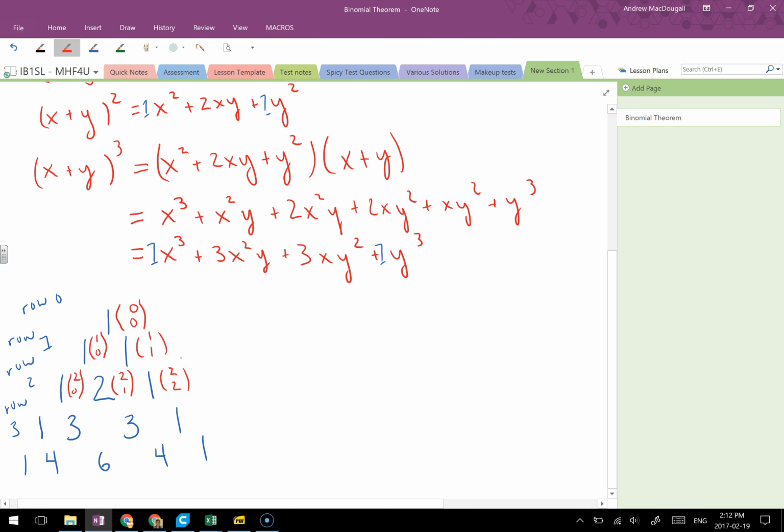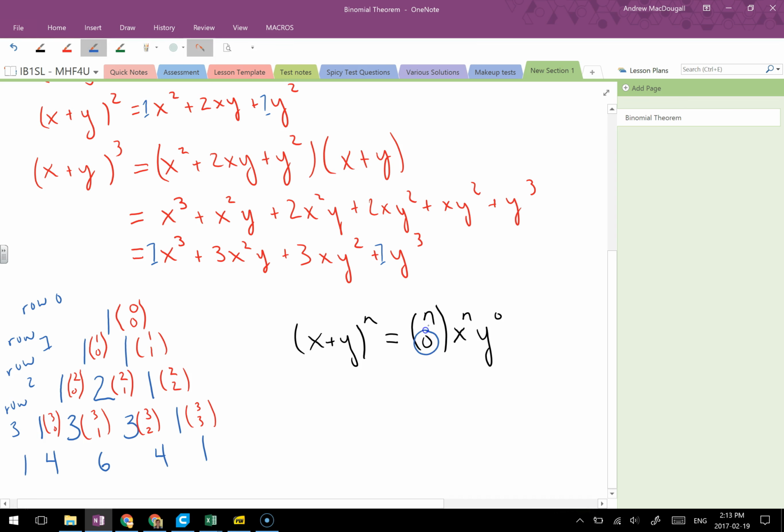Okay, so having said all this, we've established the pattern. The binomial theorem states that, write this one in black, if you have a binomial and you raise it to the power n, it looks like this. It's n choose 0, so go to row n, take the first entry. x starts at the highest power, y starts at the lowest power, and then we increase this number, what is 0 here, by 1 every time.